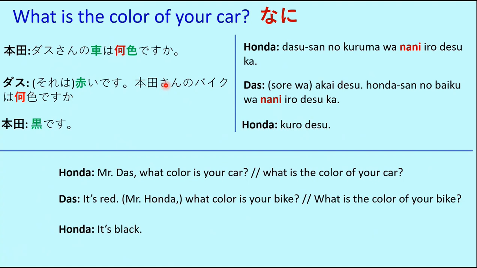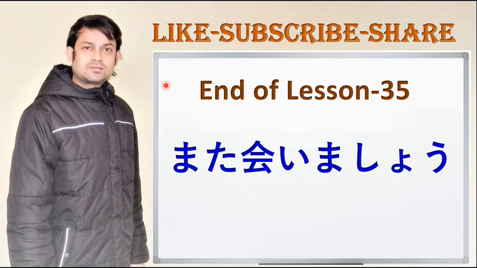So friends, that's it for today. So we have come to the end of this lesson 35, in which we have seen how we ask questions in Japanese in the form of what, and what are the two ways of asking what questions, that is nan and nani. I hope it is clear and I have tried to keep it as simple as possible for the beginners.